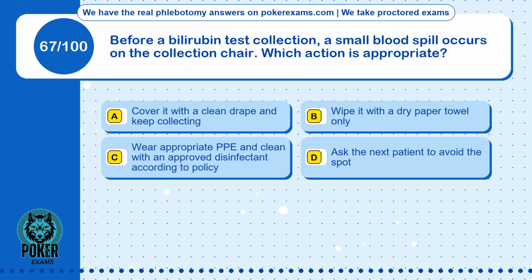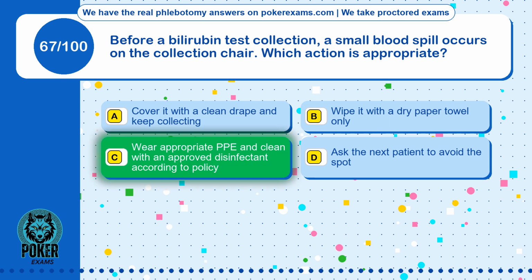Question 67. Before a bilirubin test collection, a small blood spill occurs on the collection chair. Which action is appropriate? Option A. Cover it with a clean drape and keep collecting. Option B. Wipe it with a dry paper towel only. Option C. Wear appropriate PPE and clean with an approved disinfectant according to policy. Option D. Ask the next patient to avoid the spot.